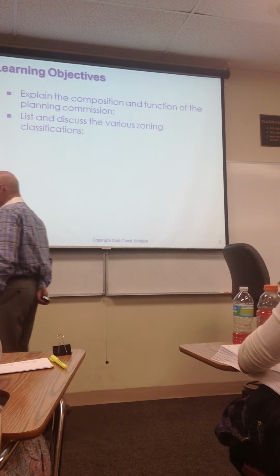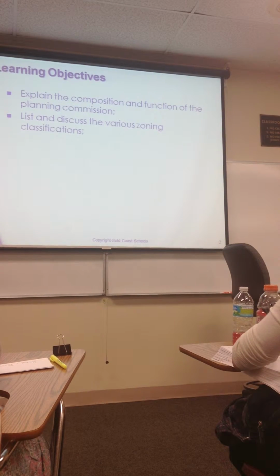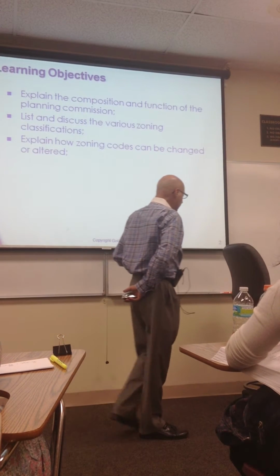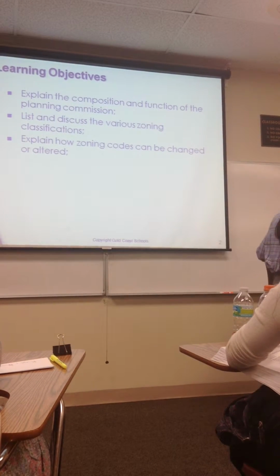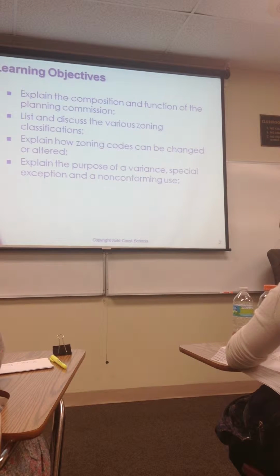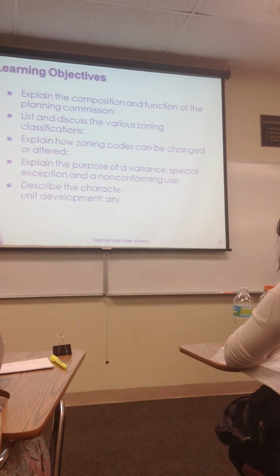Again, we'll understand various zoning characteristics and categories, and how zoning codes can be changed or altered. The two ways they can be changed or altered are either through variance or special exception. Know those two, and know how one can have a legally, not illegally, non-conforming use.